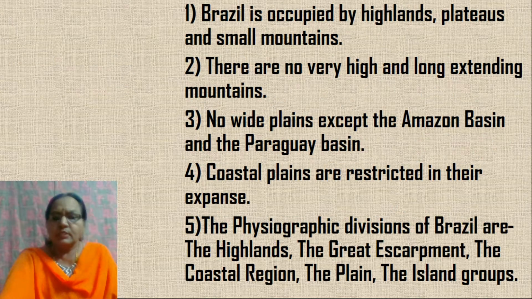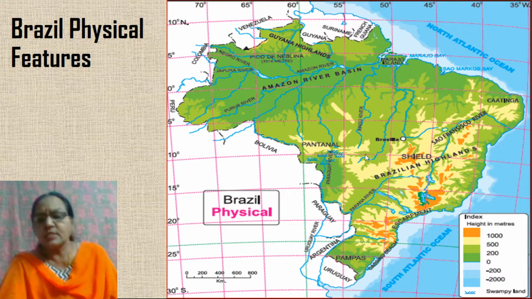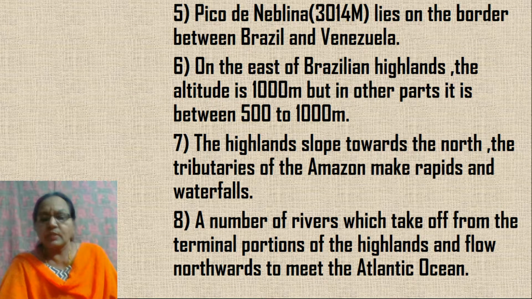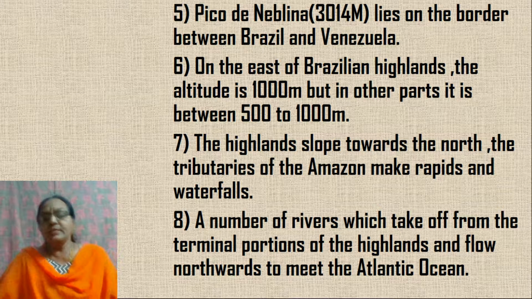Okay, and the Brazilian highland slopes towards the north. So look at this. This is the Brazilian highlands and it slopes towards the north. So we find many of the tributaries of the Amazon, as well as the Amazon River, flow through this region, and it has formed many rapids and waterfalls.